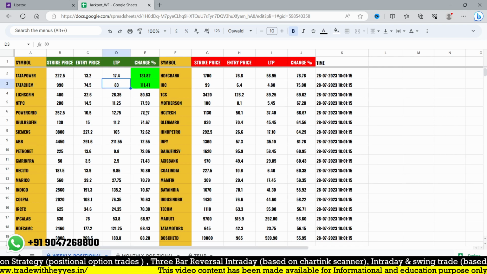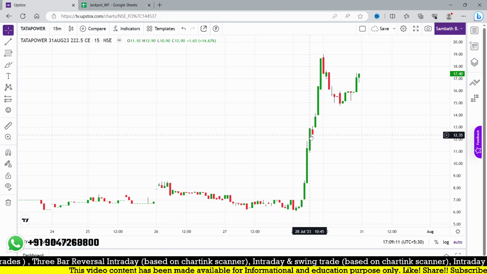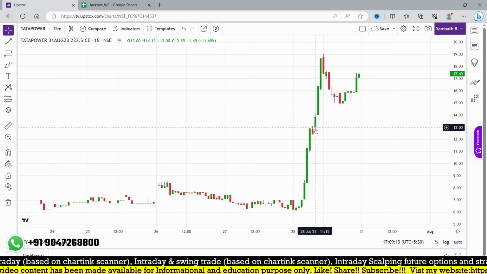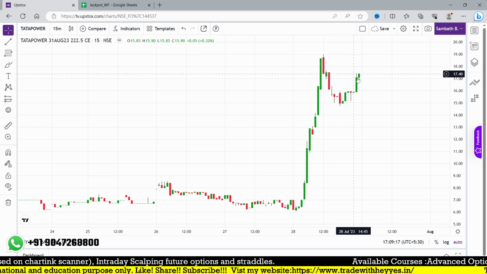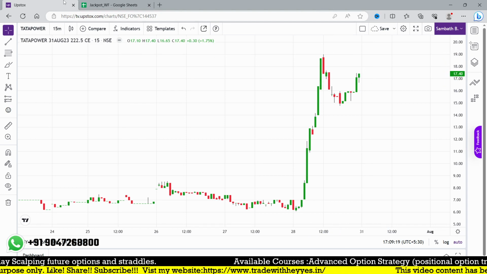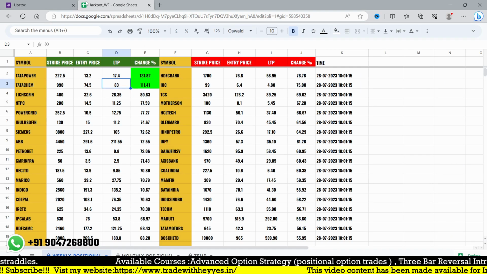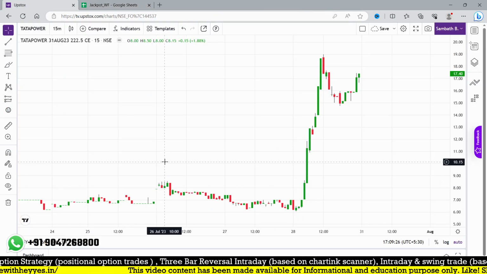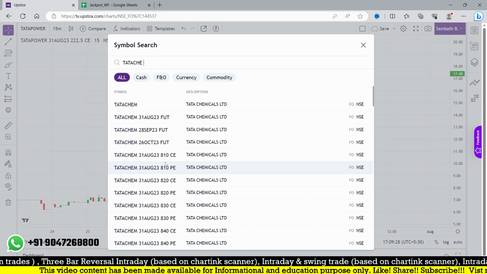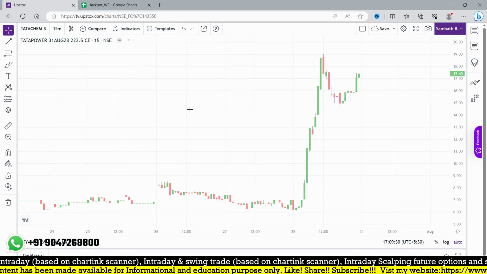I'm not talking about the temporary weekly position, 13.2. Our 13.2 triggered in the range of 11 to 11.15, then it went up to 19 and finally closed at 17.4. So almost it achieved our target in a day. And the second, Tata Chemical 990 call option, was also yesterday's trigger. Apart from that, we were not able to find any other stocks.